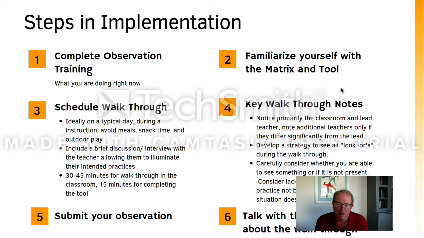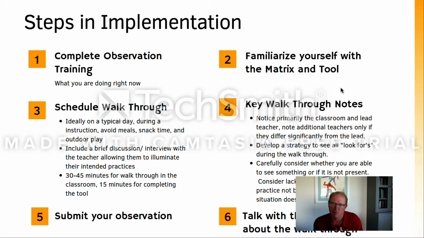So, knowing a little bit about the background and where it came from, here is a six-step process to use. Right now, you are going through the observation training. We want you to know about the instrument. We want you to know a few things about the process of walkthroughs, and then what you can expect in terms of data on the other end. So that's step one in terms of training.